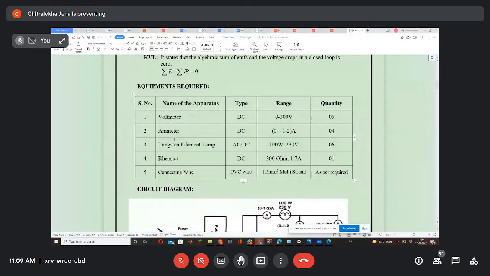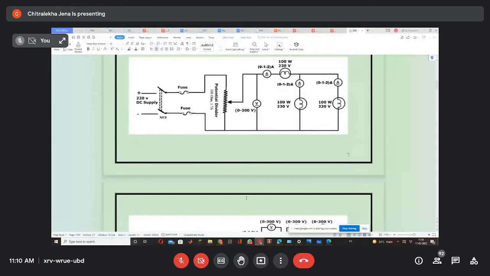Okay. So here, what you will do? You will use this voltmeter, which will measure the DC voltage, ammeter, which will measure the DC current, having the range 0 to 1 to 2 ampere. Okay. That means the lower range is 0 to 1, upper range is 0 to 2. Tungsten filament lamp you are using, we will be using offline and online, both experiment you will be doing, then rheostat, then connecting wires.